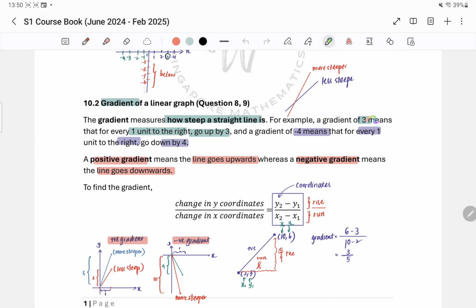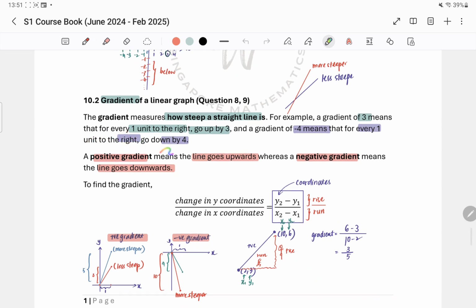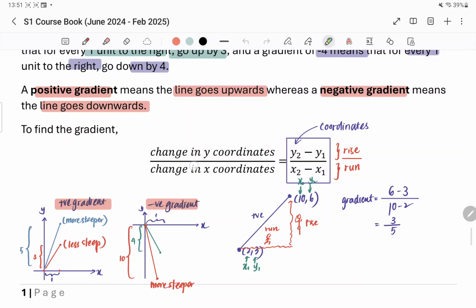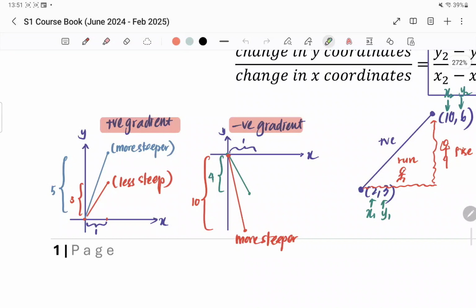Alright, so for example, a gradient of 3 means that for every unit to the right, it goes up by 3. A gradient of -4 means that for every unit to the right, it goes down by 4. So the difference is we have a positive gradient and a negative gradient. What do positive and negative gradients mean? A positive gradient means that the line goes upwards, and a negative gradient means that the line goes downwards.